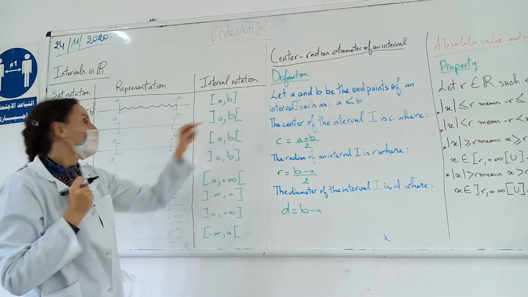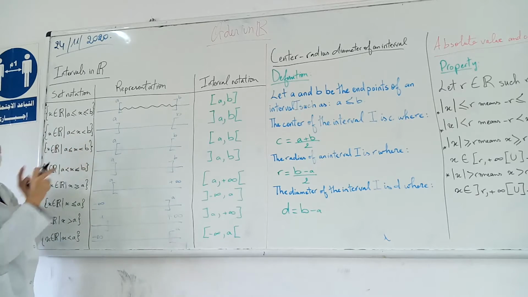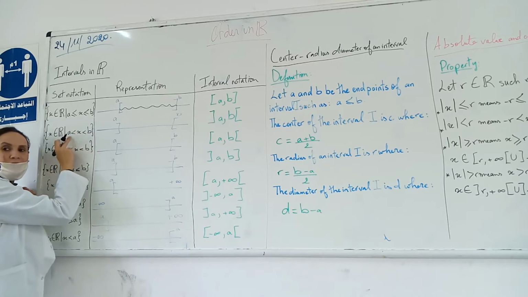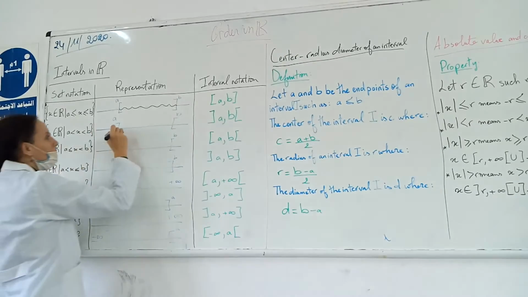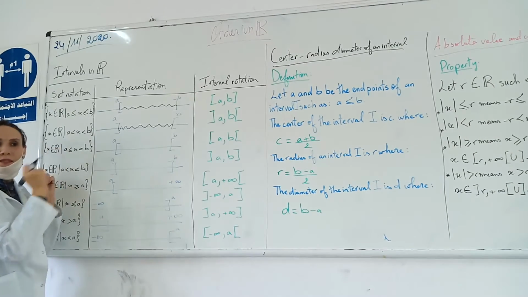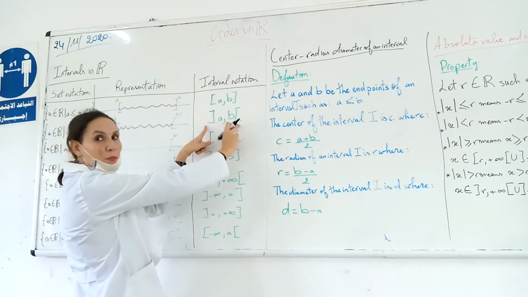The second one, if we have X running between A and B with open interval, you have strictly less and strictly bigger. If we have this case, the interval is an open interval with A and B. You have open interval (A, B).